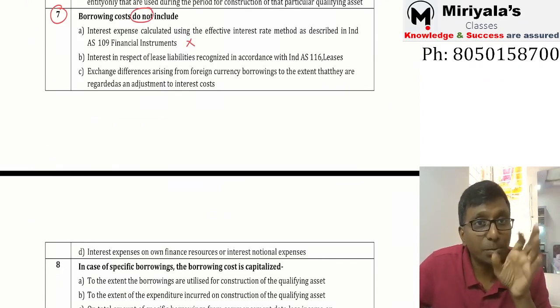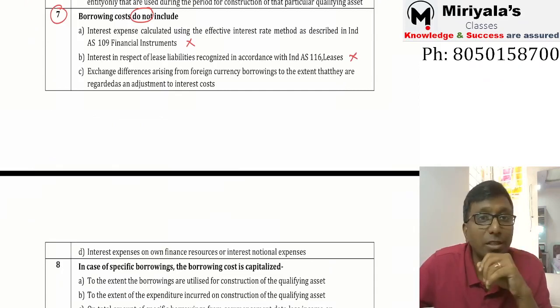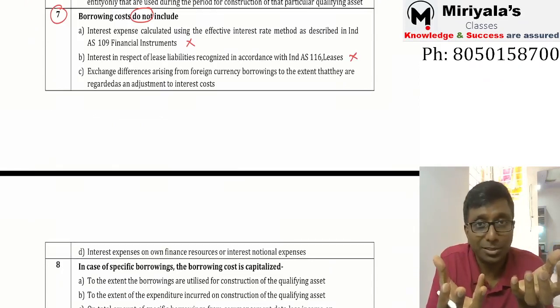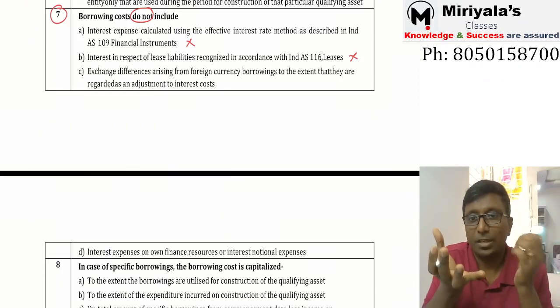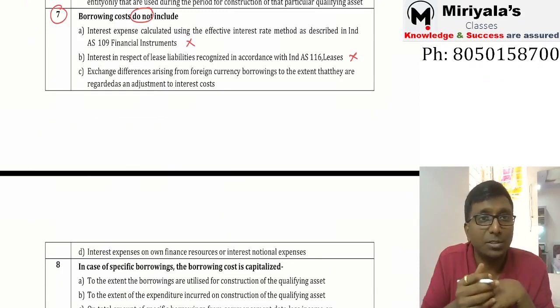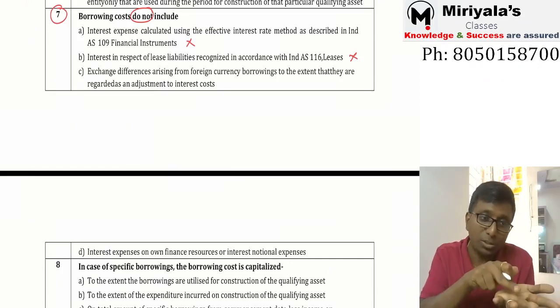Next, interest in respect of lease liabilities. Yes, I told you that is linked to Ind AS 116. I told you some lease asset you are taking. That is going to be part and parcel of a big plant and machinery which is under installation or which will take some time to start using. It will take say 1 year or something. Lease asset is ready, but that cannot be used independently.